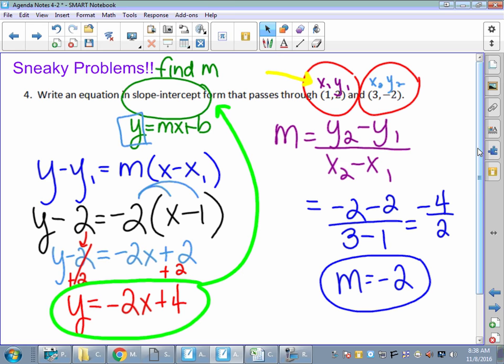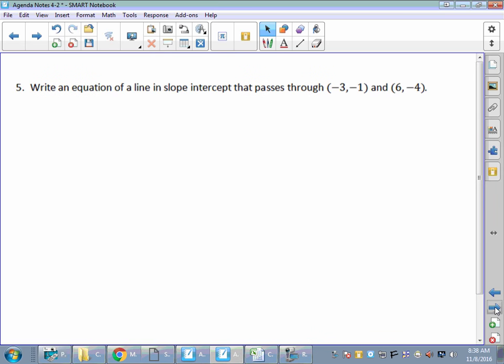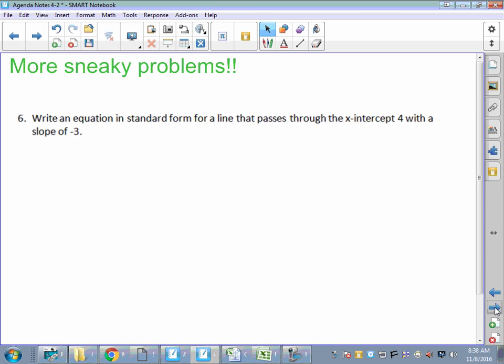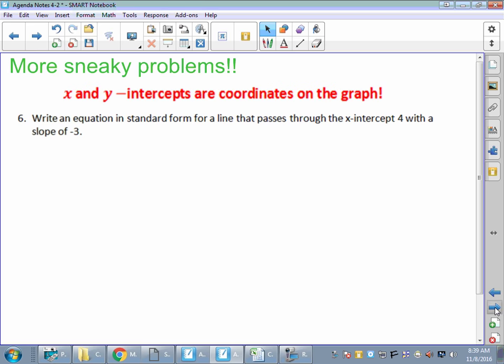Right? Last but not least, let's talk about one other thing. This problem is just like that last one. More sneaky problems. X and Y intercepts are coordinates on the graph. If you look at problem number 6, it says write an equation in standard form for a line that passes through the x-intercept 4 and a slope of -3. Well, x-intercept 4, we're not going to do this problem, but let's just figure out what that coordinate is.